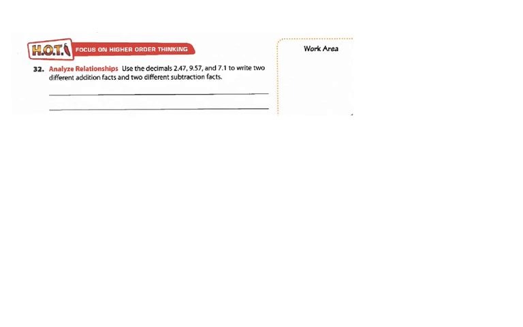Okay, here we are. This problem is HOTS. Remember, that focuses on higher order thinking. So they just want us to be analyzing these numbers. So we have 2 and 47/100. We have 9 and 57/100. And we have 7 and 1/10. They want us to write 2 different addition facts and 2 different subtraction facts.